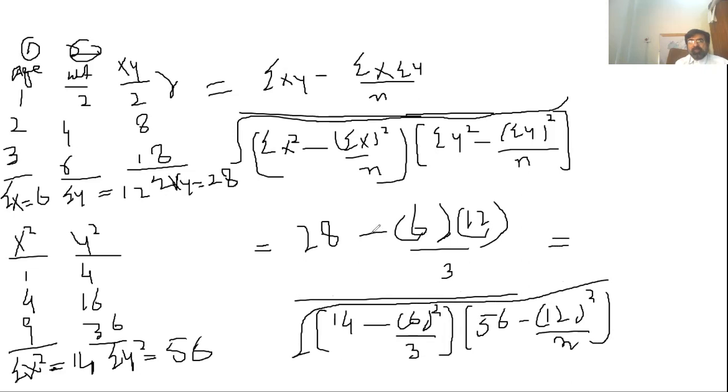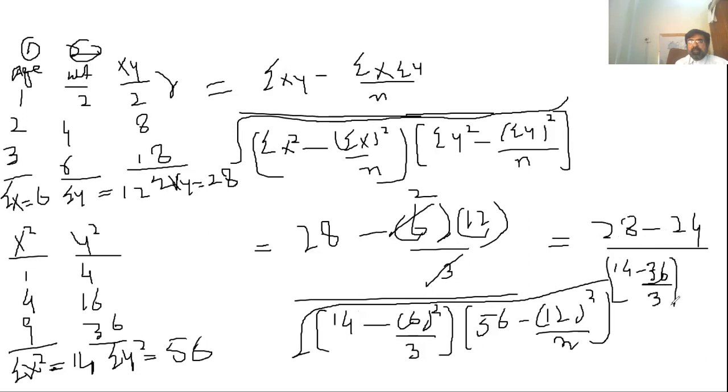And that becomes 28 minus 3 1s are 3, 3 2s are 6, so that becomes 12 2s are 24, and 14 minus 36 divided by 3, into 56 minus 144 divided by 3, and this is under the root.